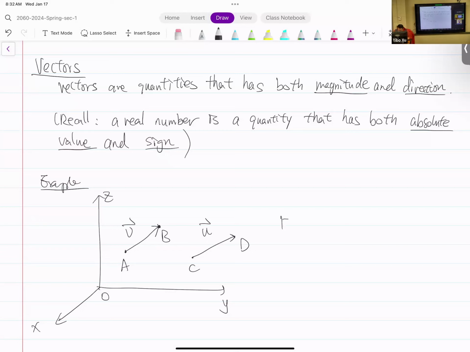Here, the vector U equals vector V if they have the same magnitude and the direction.